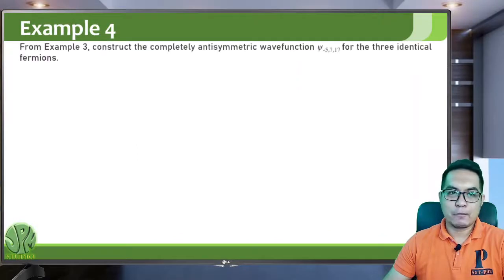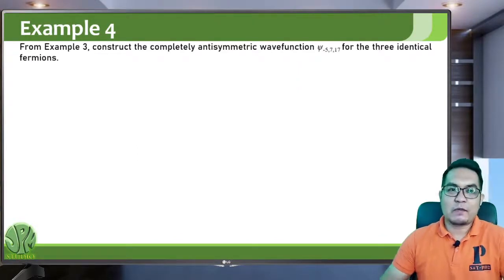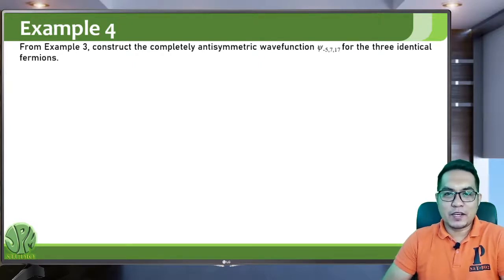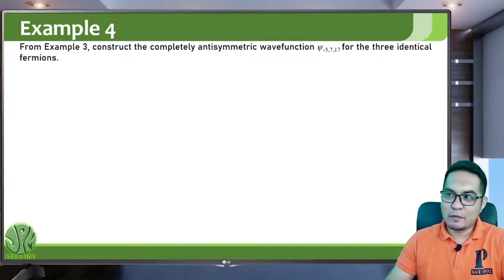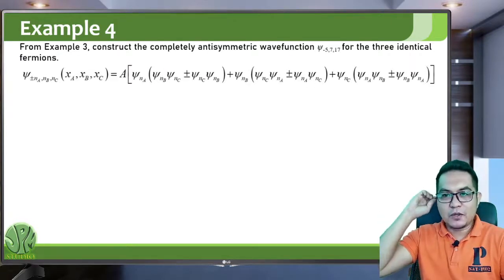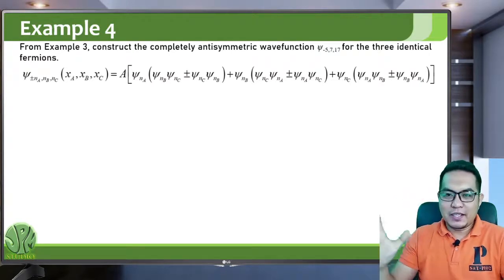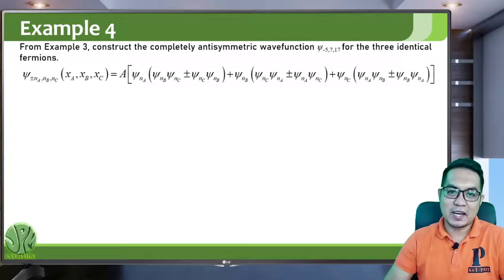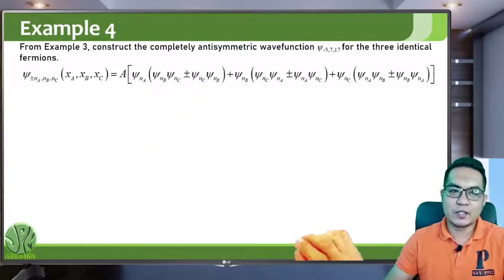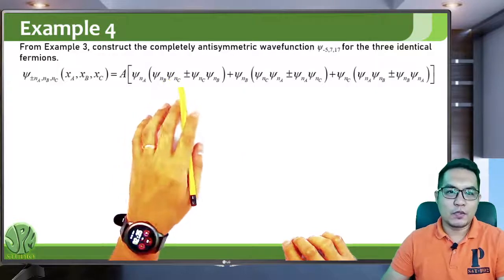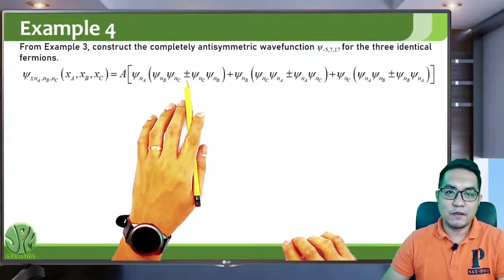Okay. So from example 3, from the previous example, construct the completely anti-symmetric wave function psi minus 5, 7, 17 for the 3 identical fermions. Okay. So let's now go to finding the wave function of a 3-particle system in general before we answer this question. So the plus operation corresponds to bosons, the minus operation corresponds to fermions.